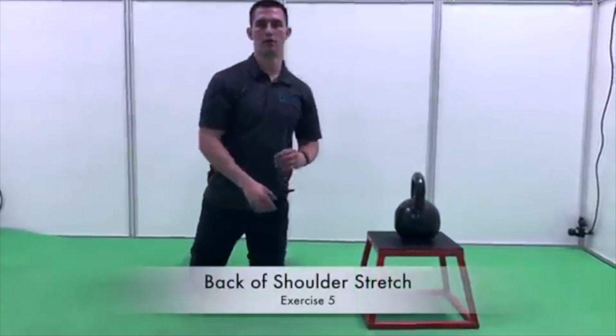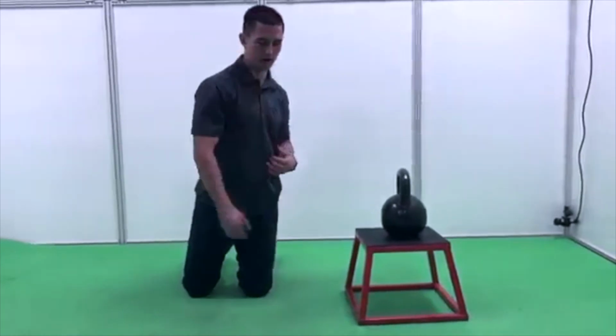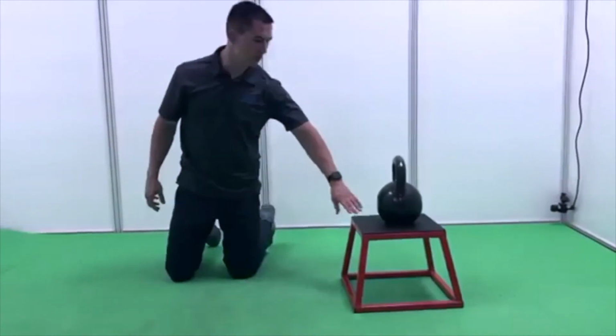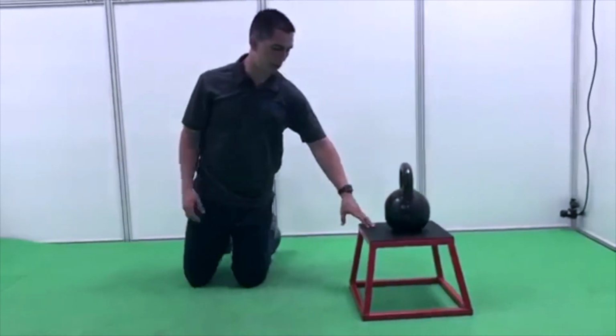All right, so this is a good exercise to stretch out kind of the back part of your shoulder down into the outside part of the arm. So this would want to be something very stable. I put the 65-pound weight on here to make sure that the box doesn't move.